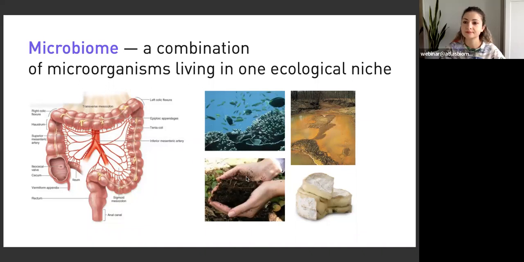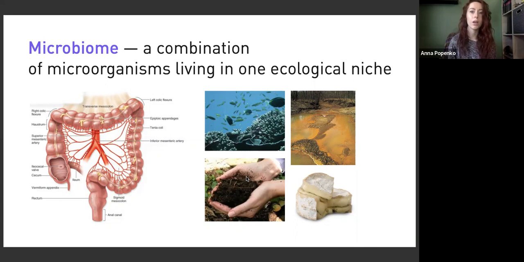So to start with, what is microbiome? Microbiome is actually a bacterial, viral, fungal community, a community of microorganisms living in a particular ecological niche. It can be the sea, it can be just some pool or even cheese, and of course, gut. And the human gut. The most abundant microbial community in the human body is the gut microbiome. It takes up to a trillion cells inside it.